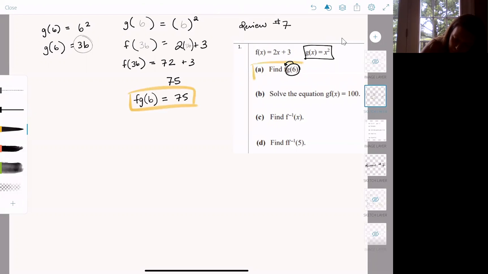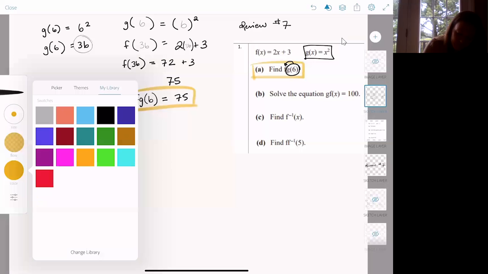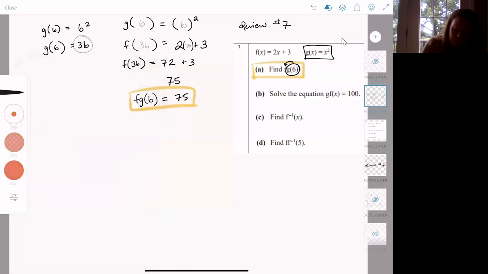I think I'm going to change this color. Just keep things crazy. Keep it crazy.